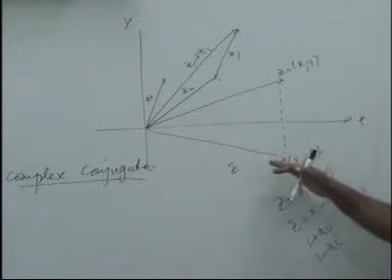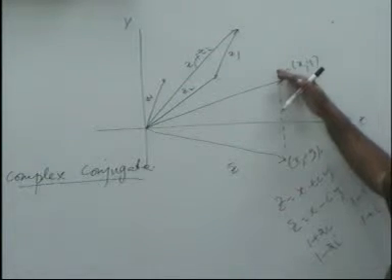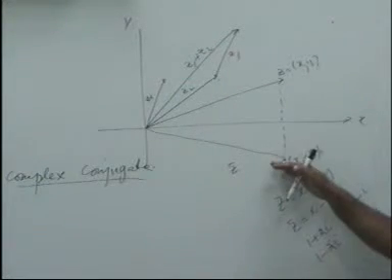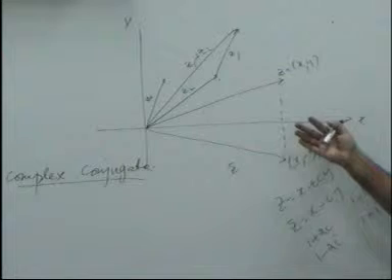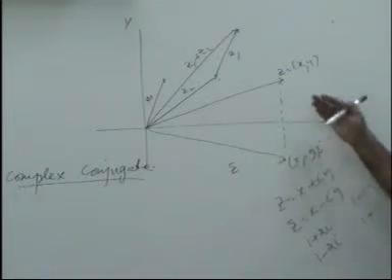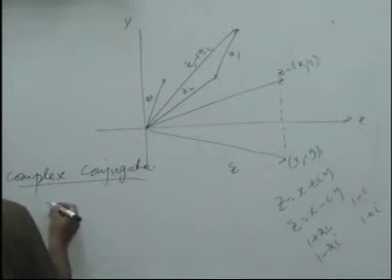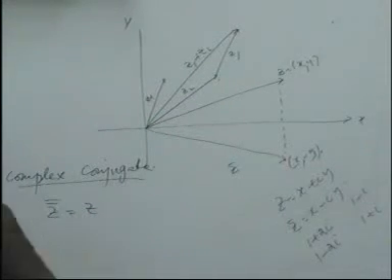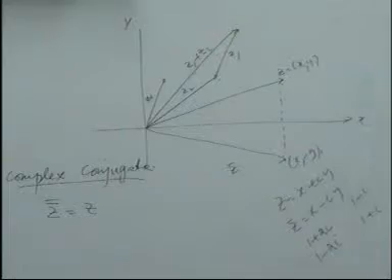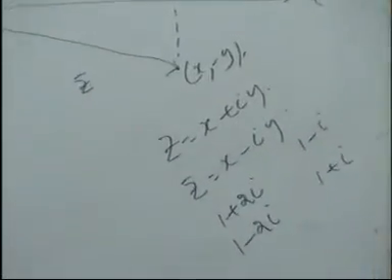If the number is here, then its reflection is here. If the number is here, then its reflection is here. So the double reflection will give you the same result. For example, this z conjugate is in fact the same number. The double reflection will give you the same number.